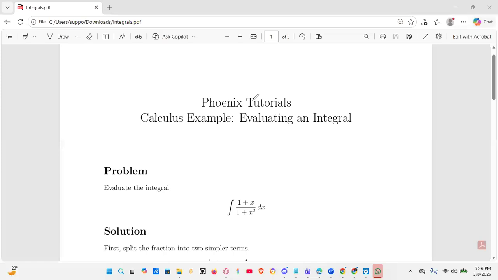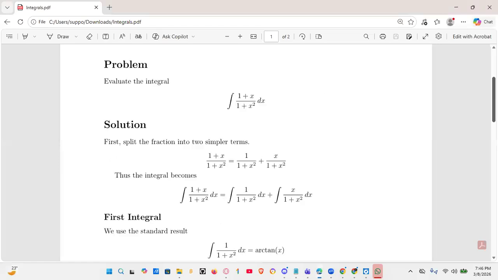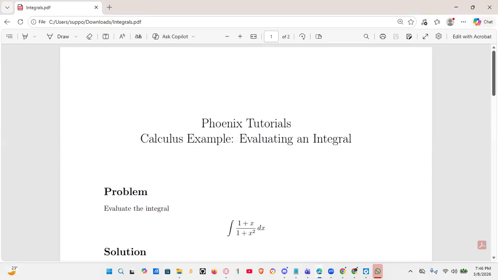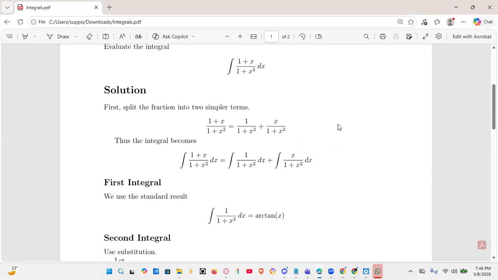In this video, we'll be talking about integrals. And in this case, we have the integral of a rational function. It's a rational function because we have a polynomial being divided by another polynomial. In this case, we have a first degree polynomial being divided by a second degree polynomial.